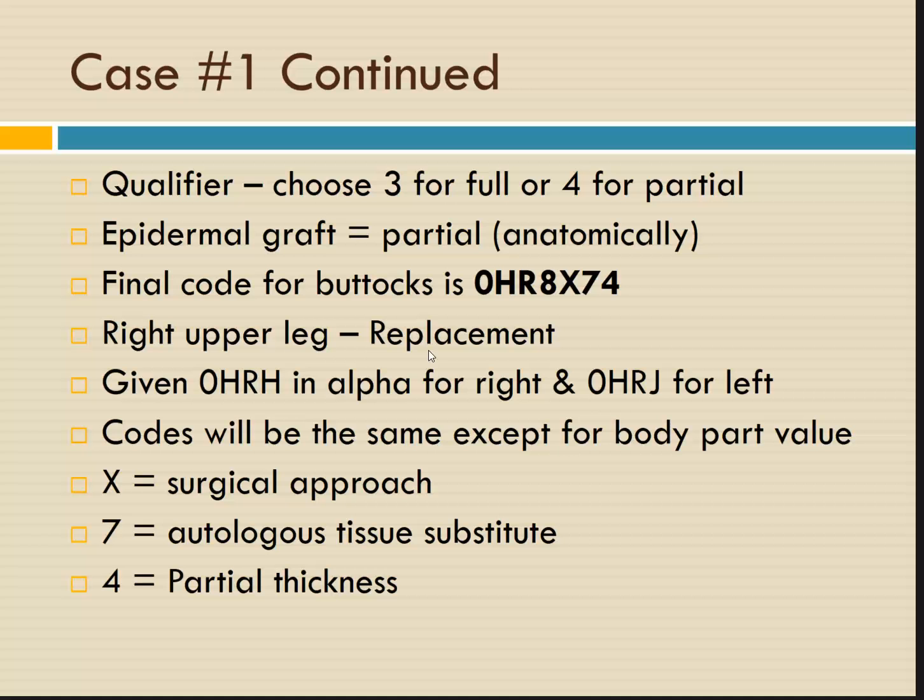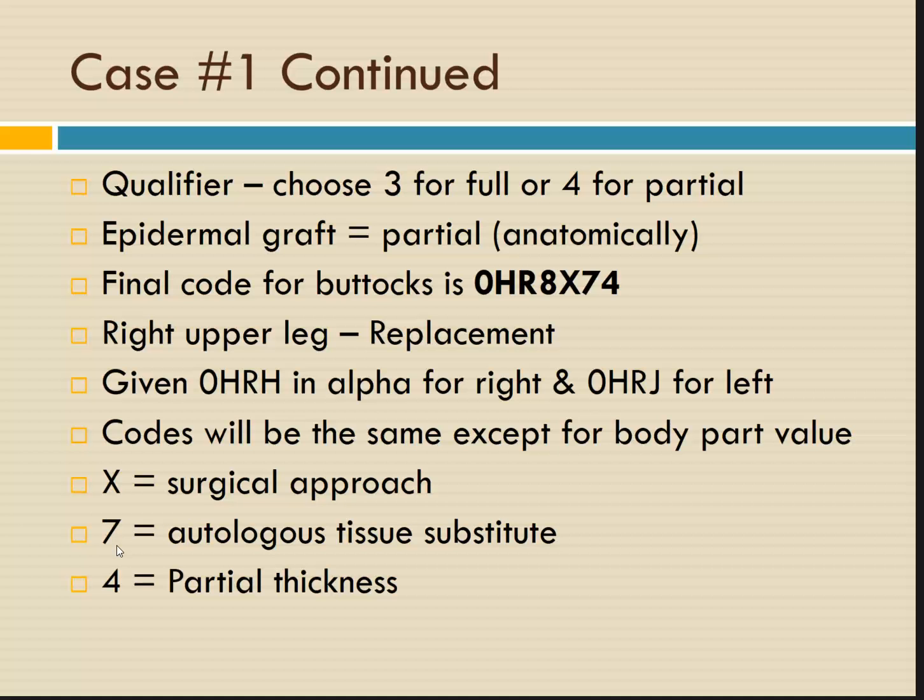So we go back to the alpha, we're going to index replacement. We're doing the same pathway we did earlier. The only difference is going to be the anatomical region. We end up with 0HRH for the right leg and 0HRJ for the left. Again, they're placing this right on top of this patient's body, this personal skin, this child, I think it's a 4-year-old child, has previously donated to themselves or harvested for themselves.